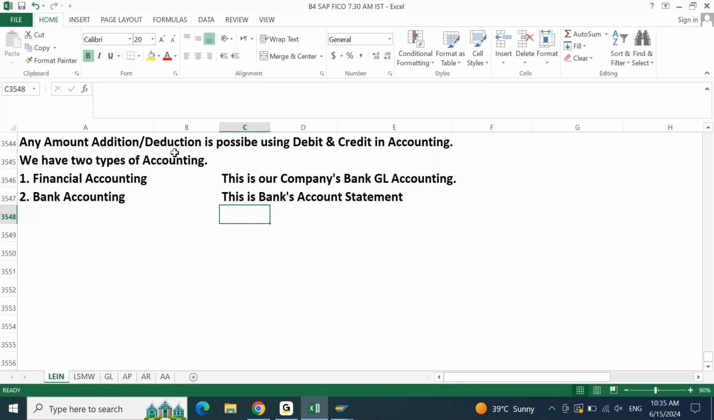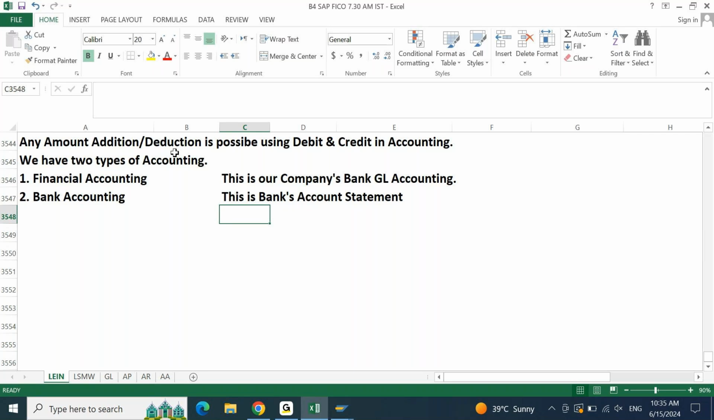Everybody knows the bank is going to provide you the account summary in the form of a statement. You can download the statement for a particular day, for a particular week, or for a particular month. Most commonly, your bank statement or your BRS is supposed to be reconciled on a monthly basis, meaning month opening balance and month closing balance should be exactly the same as per your bank account and as per your financial accounting. Financial accounting is nothing but the bank GL account. Bank accounting is nothing but the bank statement.